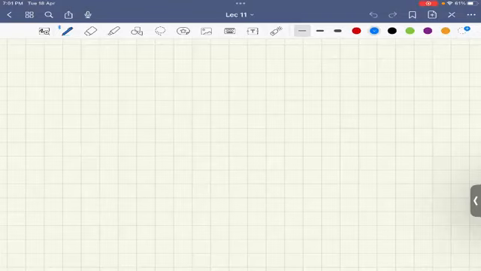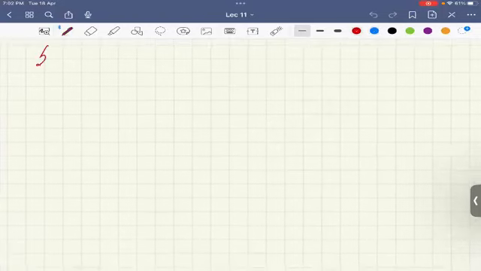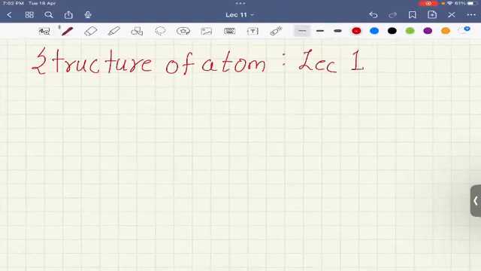So in today's class we are going to see the de Broglie relationship in detail. Then we are going to study the Heisenberg uncertainty principle, and solve a couple of examples. At the end, if time permits, we are going to get a slight introduction to quantum mechanics. Structure of atom, lecture 11.